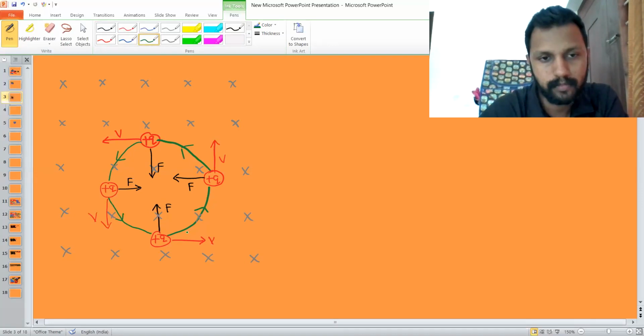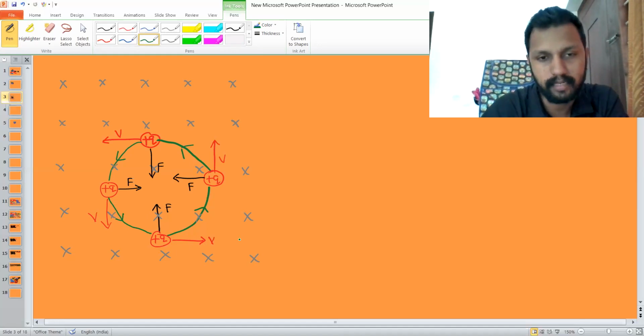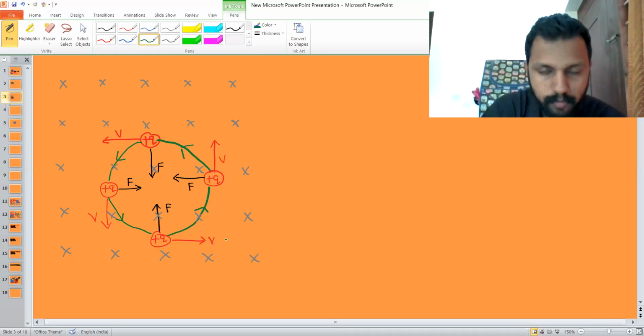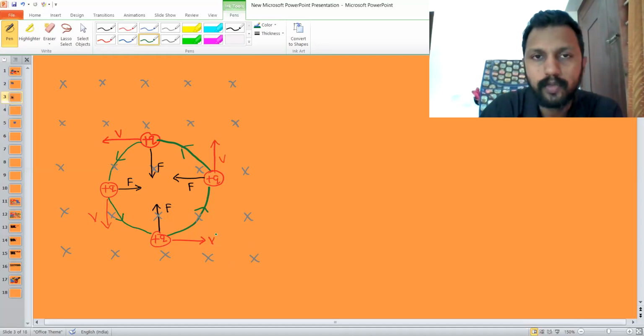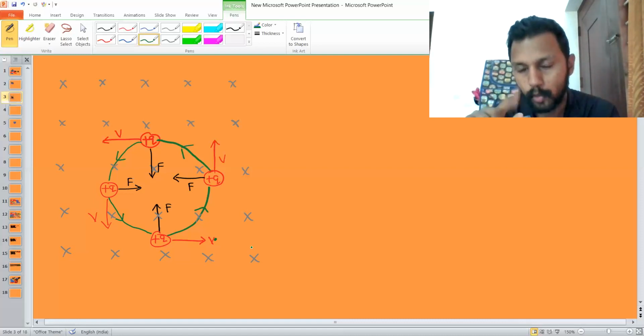Can you see it? Therefore, if a charged particle is moving in a perpendicular magnetic field, you just refer to the direction of the magnetic field. The direction of velocity is perpendicular to the direction of the magnetic field. Therefore, if a charged particle is moving in a perpendicular magnetic field, it will rotate. Okay, did you understand this? The important thing is that a charged particle which is moving in a perpendicular magnetic field will rotate.